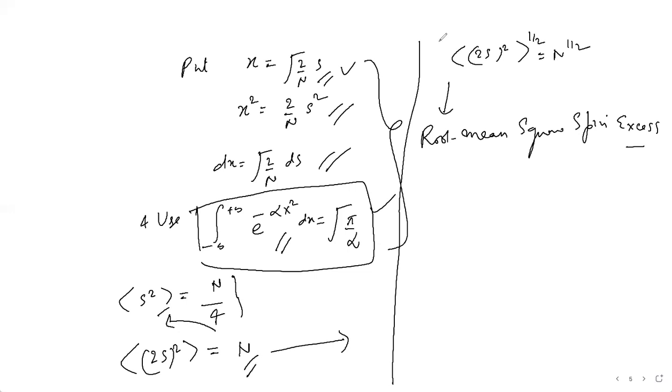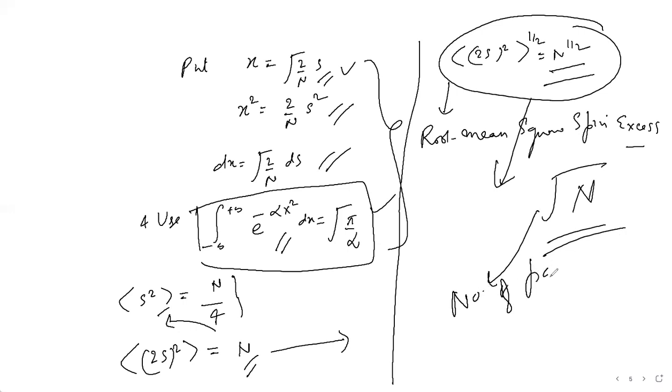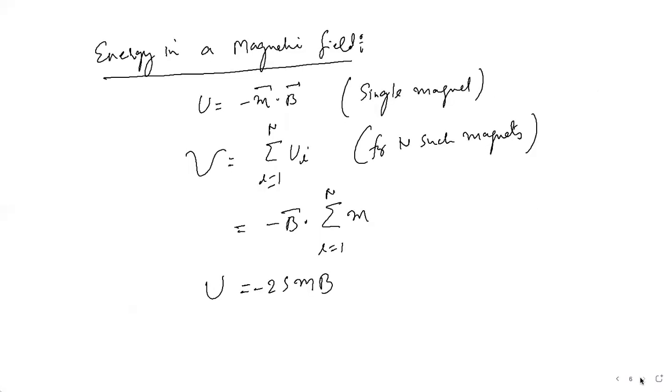Now if I take the square root of this, which will give you the root mean square spin excess, that goes like n to the power half. This is a very important result: the root mean square is proportional to the square root of n, where n is the number of particles. So this is a very important question. You have to take care of solving it and put in some effort and time to understand this.